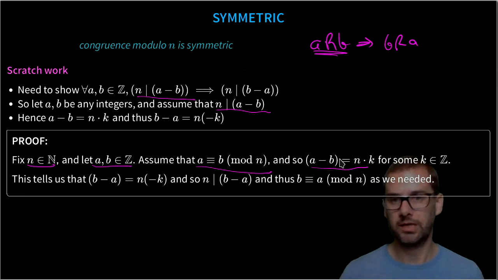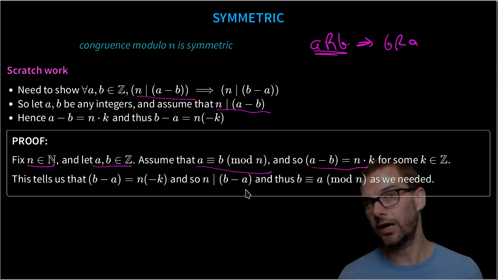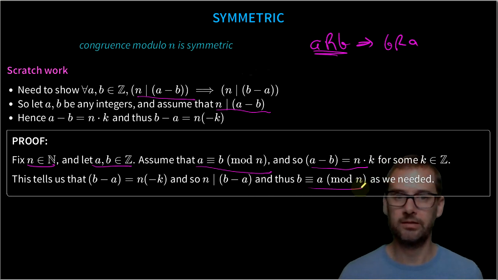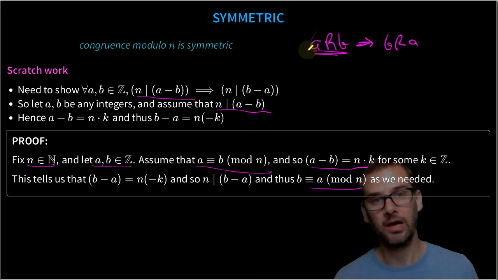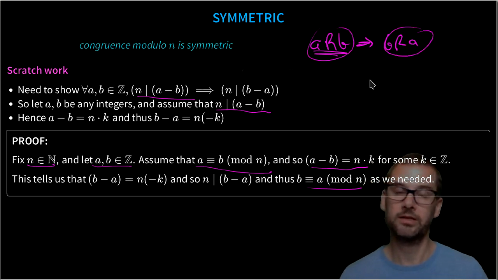Now, that tells us that B minus A is n times minus k, so n divides B minus A, and thus B is congruent to A mod n. Just what we needed. So we've proved that if A is related to B, then B is related to A, giving us the symmetric condition.